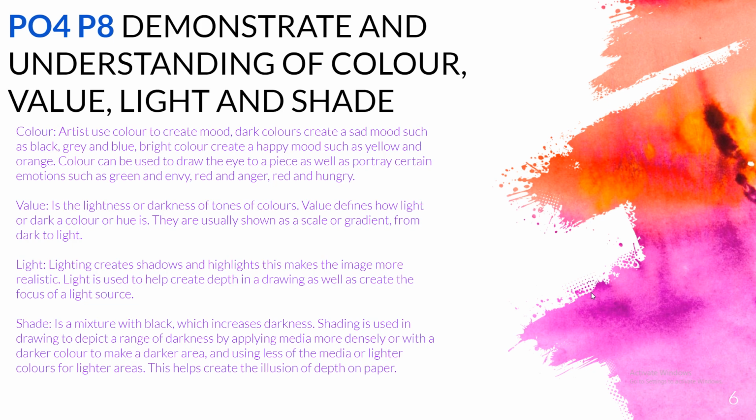Light. Lighting creates shadow and highlights. This makes the image more realistic. Light is used to help create depth in drawing, as well as create the focus of a light source. Shade. Shade is a mixture with black, which increases the darkness. Shading is used in drawing to depict a range of darkness by applying media more densely or with a darker color to make a darker area, and using less of the media or lighter colors for lighter areas. This helps create the illusion of depth on paper.